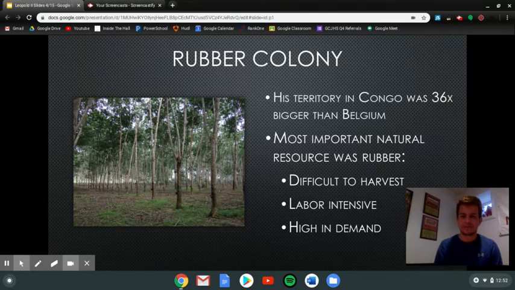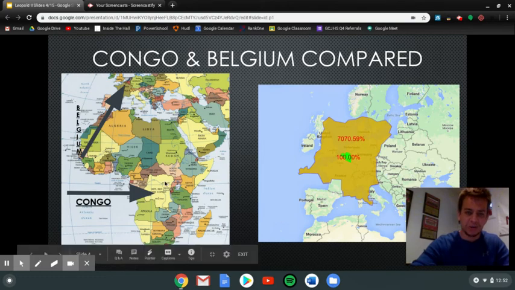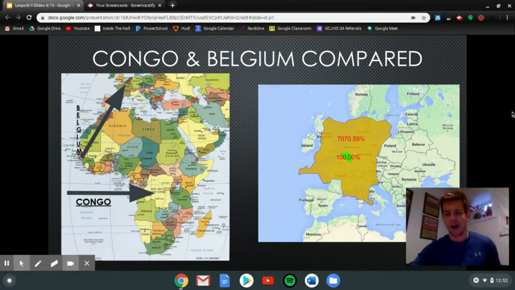Rubber was very difficult to harvest. The Congo had these trees that grew vines where rubber could be harvested from, and it took a lot of hard physical work, and Leopold's agents forced the Congolese people to do the work for him. Just so you can see here, here's the Congo down here, and then here's Belgium up here, this tiny red country, and you can see in the yellow that the Congo is much, much larger than Belgium.